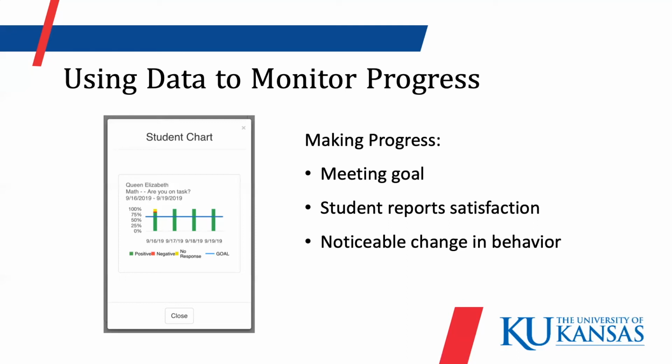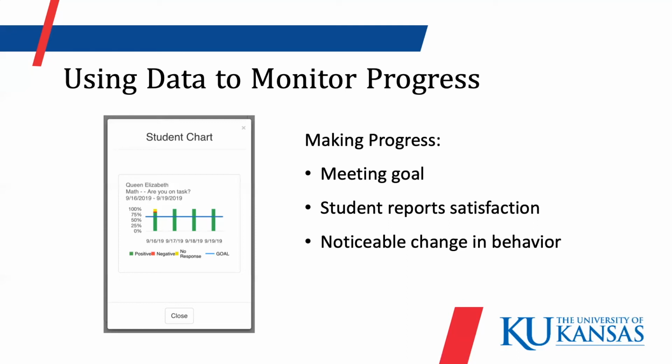You can make all sorts of changes to the design of the intervention if you feel like the student isn't making progress. You want to check in and make sure the student is reporting satisfaction, that they feel like this is useful and that this is going well for them. And probably most importantly, if the student is meeting their goal and they're saying, yeah, this is great, be sure that it is noticeably changing their behavior to an outside observer, to yourself. Again, that's where that accuracy piece comes in.